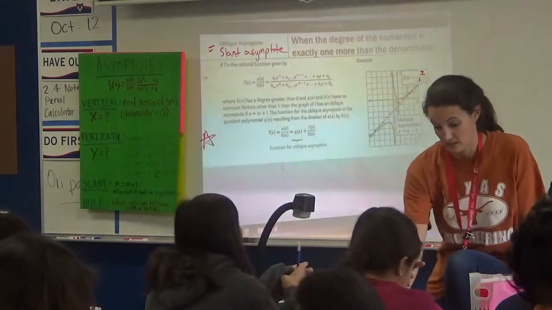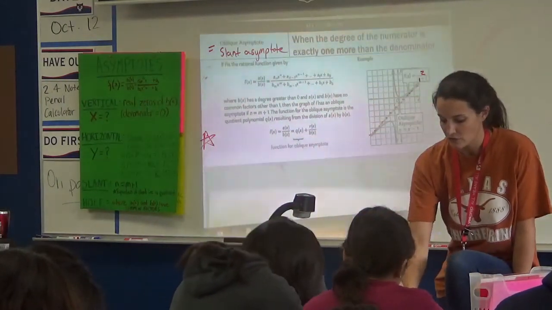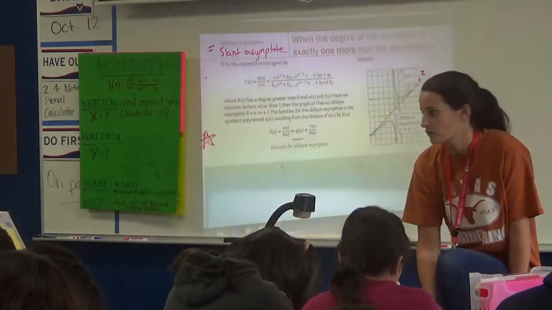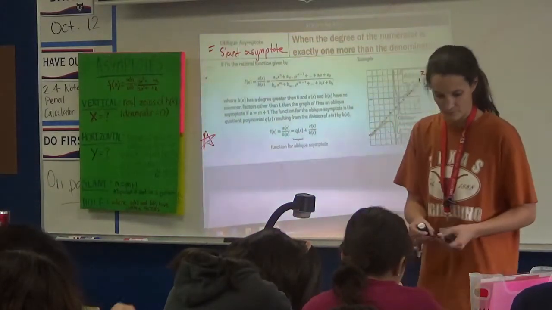I'm going to give you 2 minutes of silent reading time. And after about a minute, I'll give you a time reminder, and you can try to start writing down something you notice. Go ahead and read about slant asymptotes.